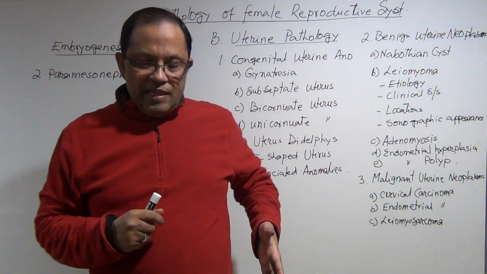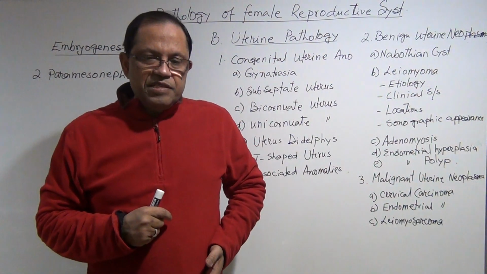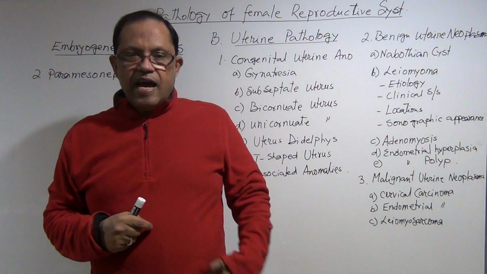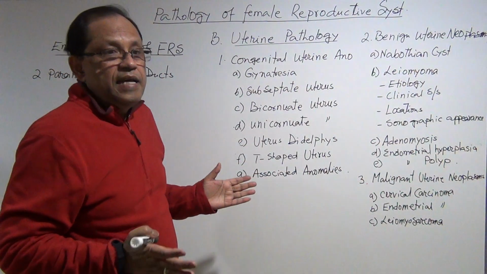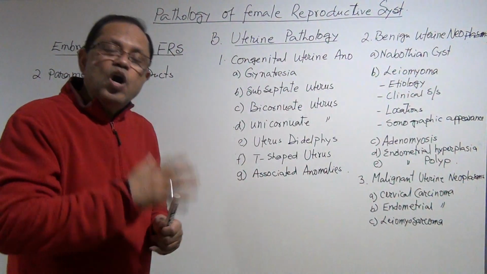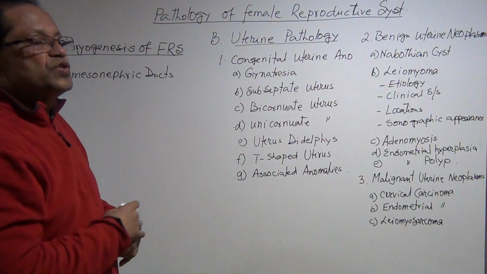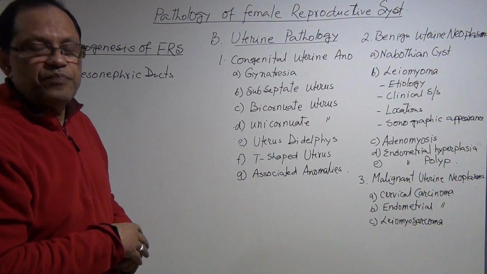If in a male one-sided seminal vesicle is absent, on that side the kidney is also absent. So now you have to understand, why? Because their source is the same.